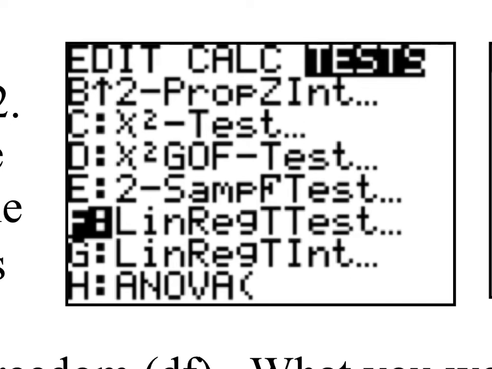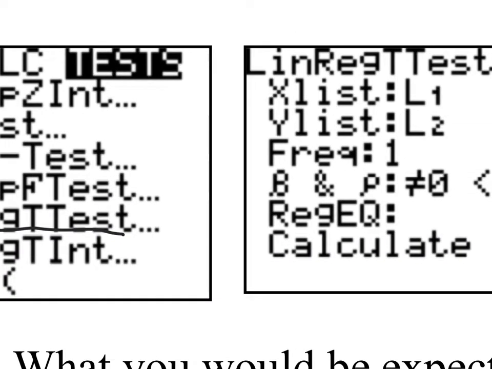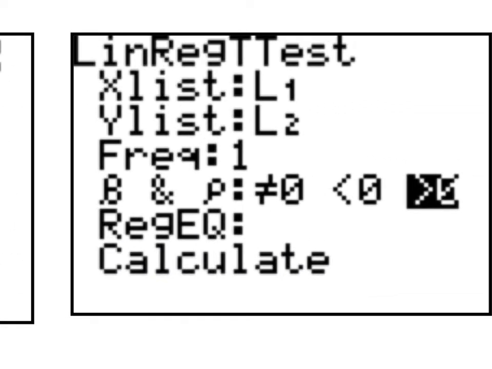Most of you, if you go to STAT, TESTS, letter F. He says it's F in yours. Linear regression t-test. That's what we're going to press. Then you have to tell it what list you're using. He's using list 1 and list 2, so you probably are also, right? Look at here, beta. Do we want it to be not equal to 0, less than 0, or greater than 0? Greater than 0. And then we're going to calculate it.